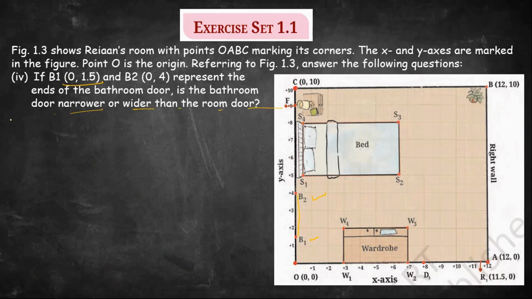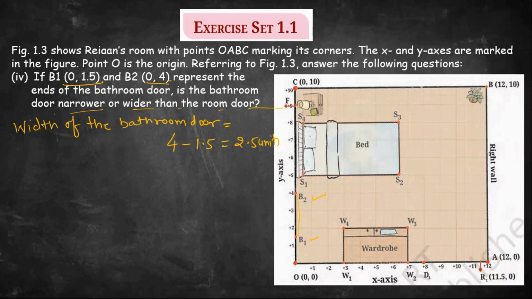Right. So here we'll find the width of the bathroom door. How will we find the width of the bathroom door? We'll subtract the coordinates. For B2, the coordinate is (0, 4). We'll subtract the y coordinate because this door is on the y-axis. B2 is (0, 4) and B1 is (0, 1.5). So it will be 4 minus 1.5, so it will be 2.5 units, or we can say 2.5 feet.